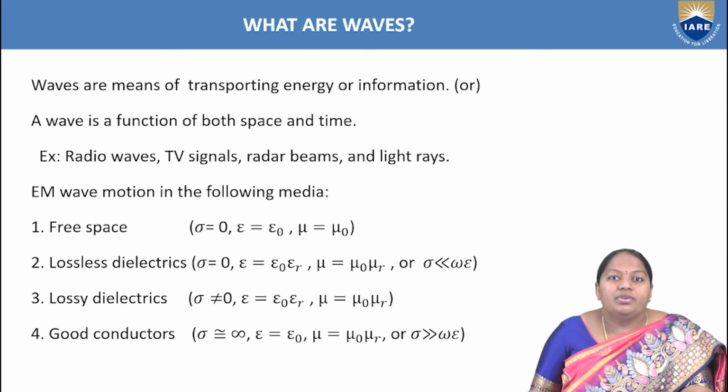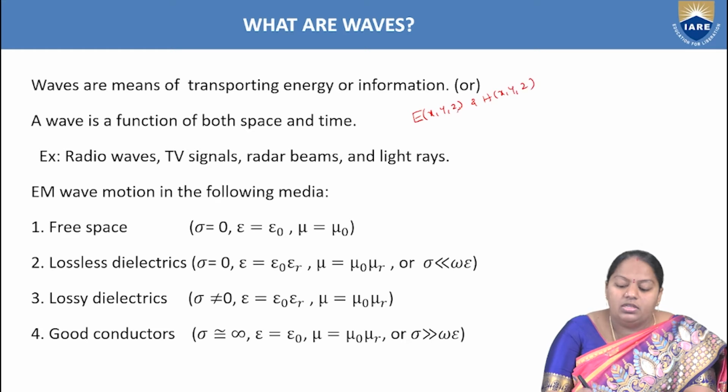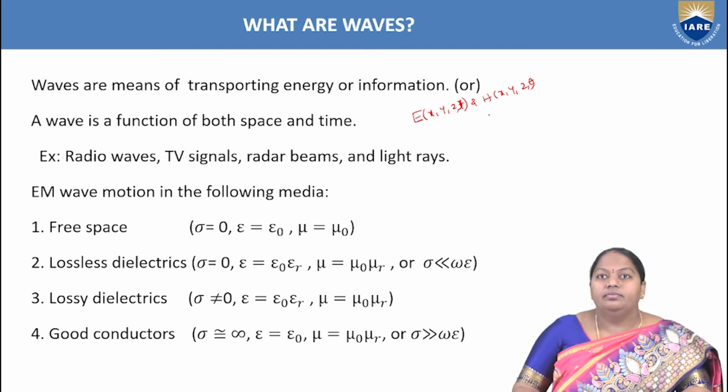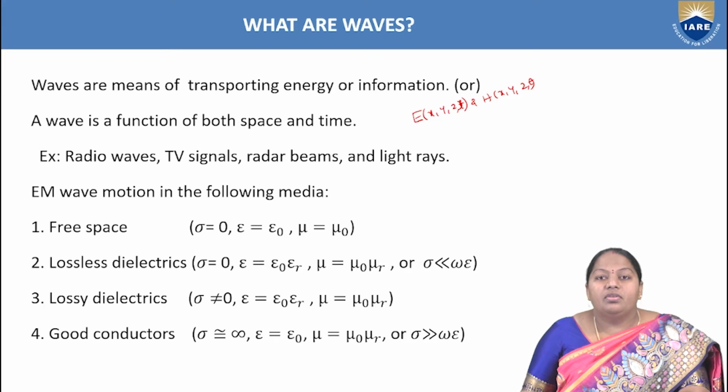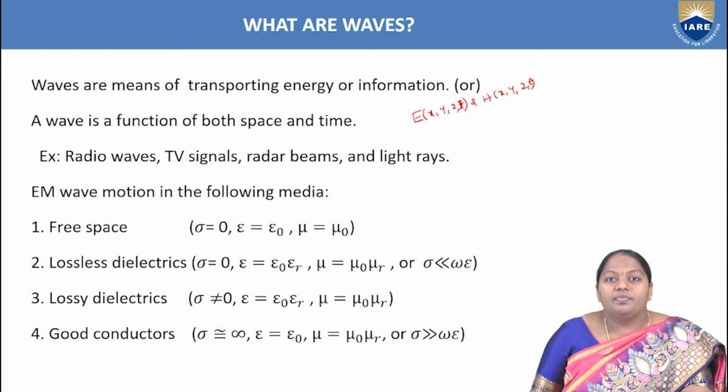Or, in the technical way, we can define a wave as a function of both space and time. In general, a uniform plane wave can be expressed as E of x, y, z and H of x, y, z. Along with these three parameters, it also varies with the independent variable t. If we combine E and H, then the wave is said to be a uniform plane wave or electromagnetic wave. So a wave is a function of both space and time. Some examples of waves are radio waves, TV signals, radar beams, and light rays.